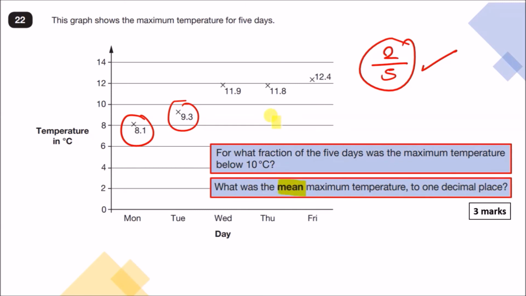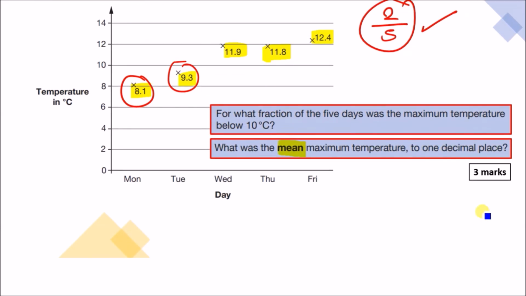Now, to find the mean, all you've got to do is add up all of these 5 numbers and then divide it by how many numbers there were. In this case, 5. So let's do it. I'm going to do a little column then. So put them from biggest to smallest.